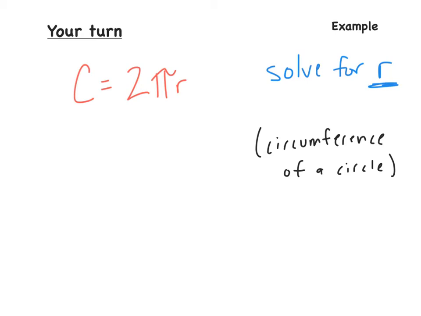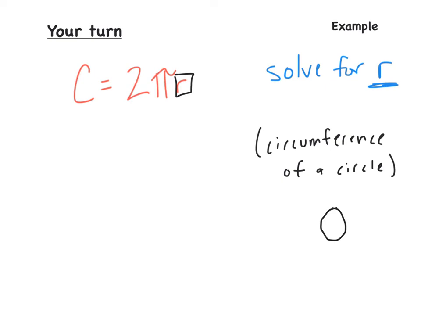Alright, so if we have c is equal to 2 pi r, this is the formula that you would solve for the circumference of a circle. The circumference of a circle is the length that goes around the circle. That's what the circumference is. So we're trying to solve for r. We're solving for this variable.